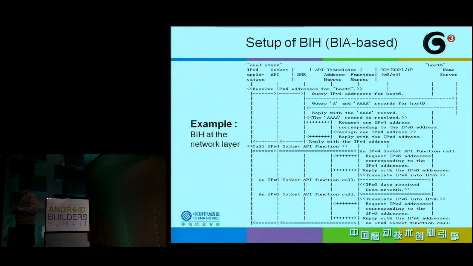With this AAAA record, the BIH should translate the AAAA record to an IPv4 address. In this case, it will call the address mapper to create a mapper record and translate the IPv6 address to an IPv4 address, and then assign the IPv4 address to the socket API and return to the IPv4 application.